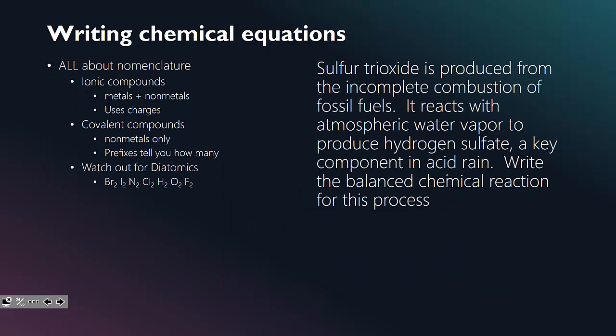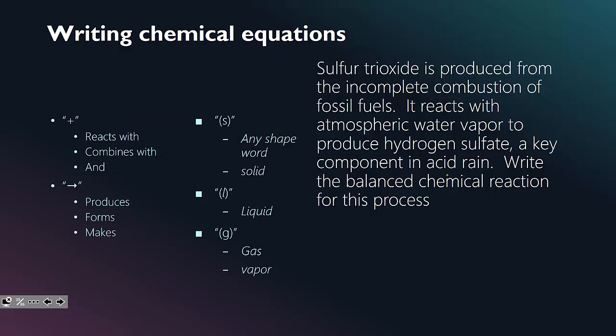We can also write chemical equations from word problems. For this, you really need to remember your nomenclature and to keep an eye out for those diatomic elements. It says sulfur trioxide is produced from the incomplete combustion of sulfur of fossil fuels. It reacts with water vapor to produce hydrogen sulfate, a key component in acid rain. Write the balanced chemical reaction for this process.